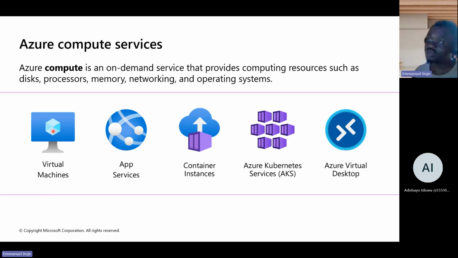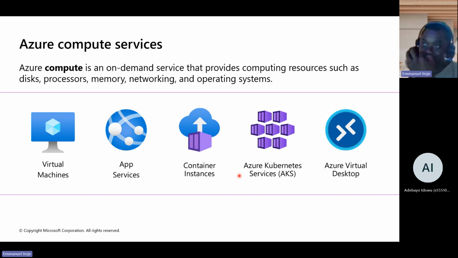So under these compute resources, the virtual machines is an infrastructure as a service, whereas the app service, they are all platform as a service. Azure Virtual Desktop is also like a virtual machine, which is also an infrastructure as a service. The Azure Functions, the app services, the containers, they are all platform as a service.